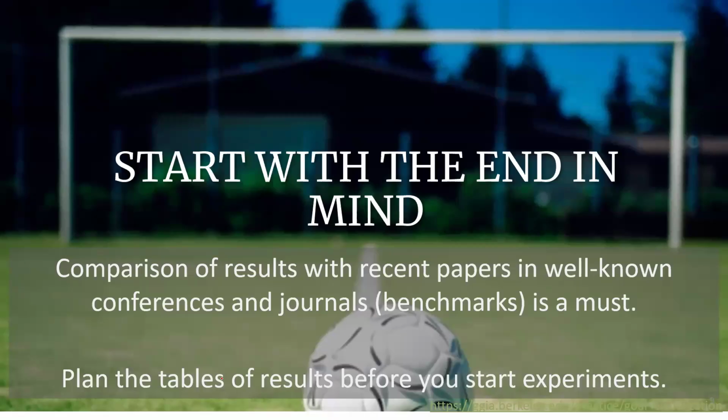One more thing that we should keep in mind is starting with the end in mind. What I mean is the comparison of results in papers in well-known conferences and journals. That means our benchmarks are a must. So it is very important to know what these benchmarks are, and in these papers, what are the top results that they have published? So when we have these numbers and the structures of tables in our mind, we would also be able to, in the completion of our research, add one more row to this existing table, which hopefully surpasses the existing results.